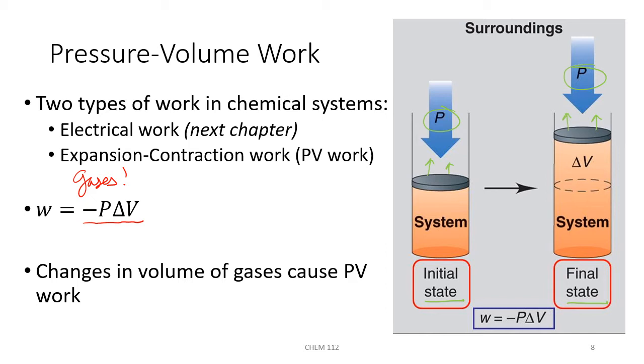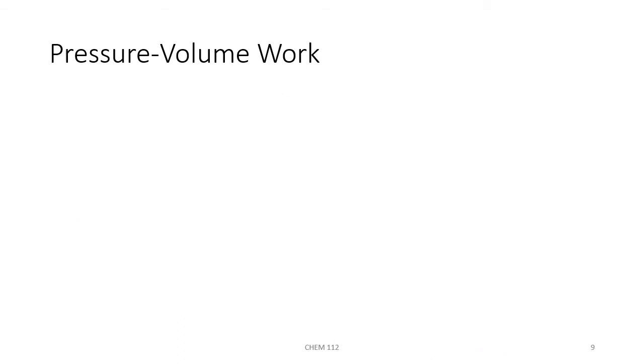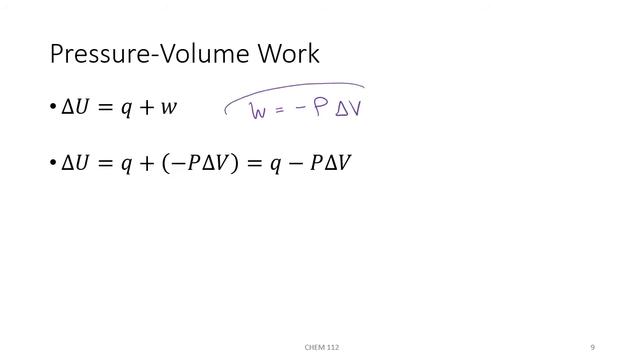And since the system did work on the surroundings, the work would be a negative value since the system did that work. We can combine the concept of pressure volume work with that of internal energy. The internal energy change could be calculated by looking at the sum of the heat plus the work changes. And we just said that work could be calculated by taking the negative pressure times the change in the volume. So we can substitute that negative P times delta V in for W. That gave us delta U is equal to Q plus negative P times delta V, or Q minus P times delta V.